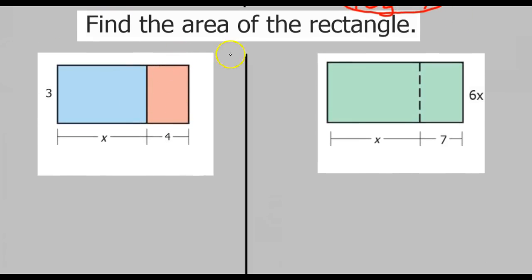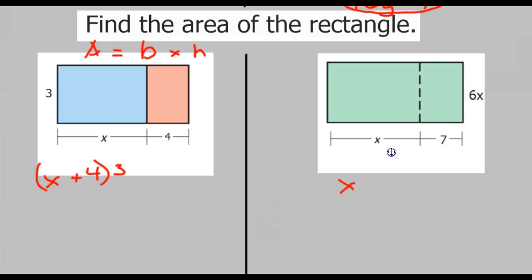Down here we have to find the area of the rectangle. The area of a rectangle is base times height. My base is x plus 4. My height is 3. So now I'm just going to leave it like that because we don't know how to solve this yet. We don't know how to simplify it. So my area of this rectangle is x plus 4 times 3.